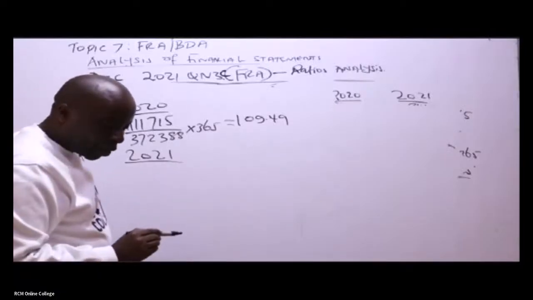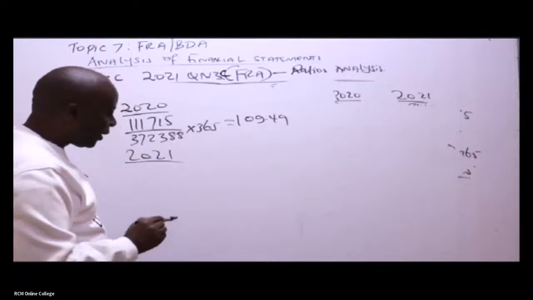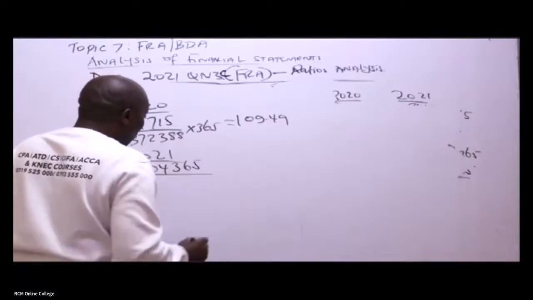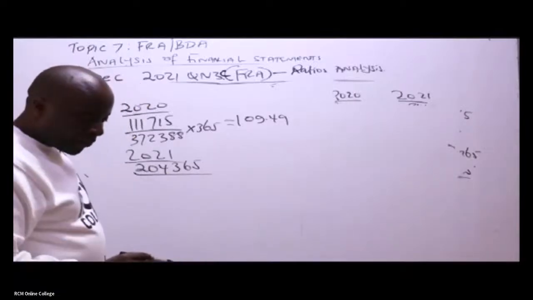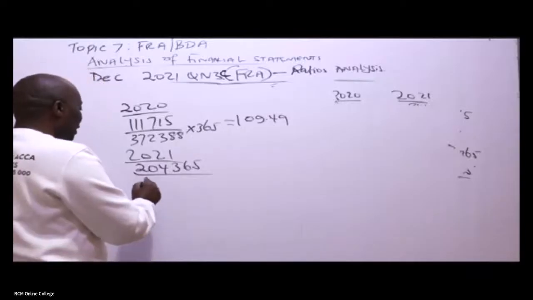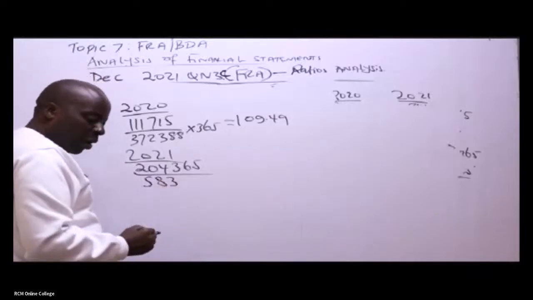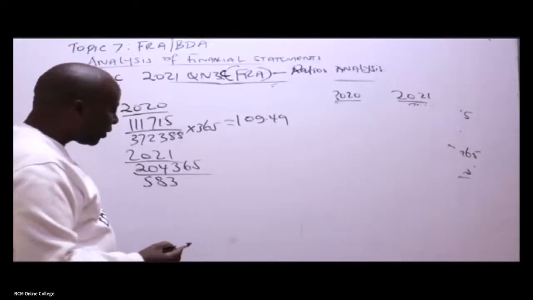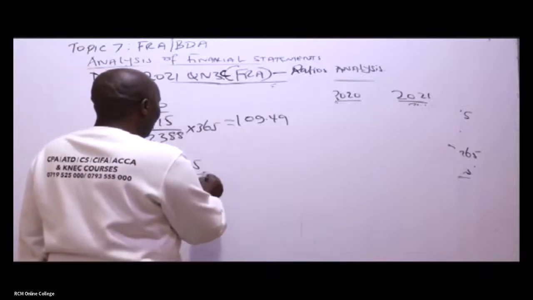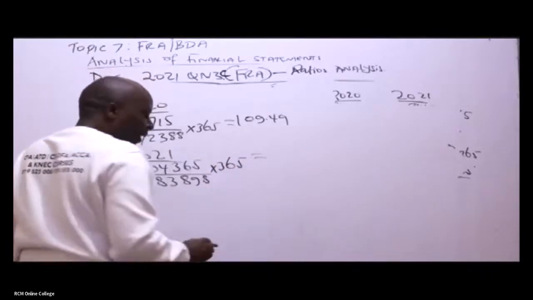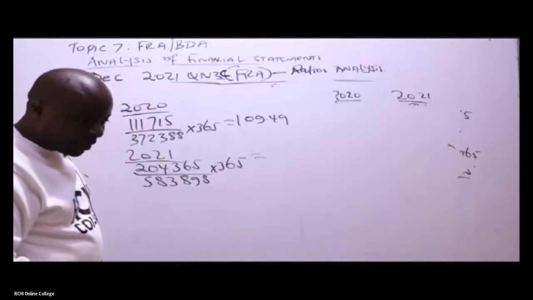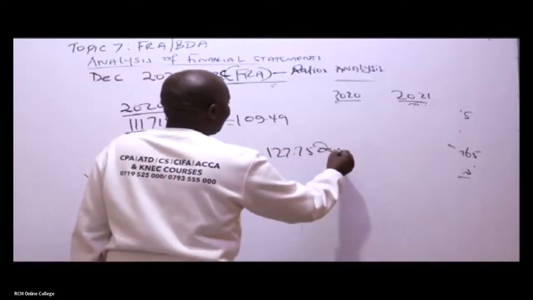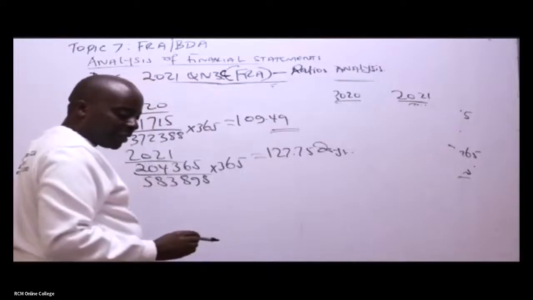2021, what do we have there? We have payables of 204,365. Divide this by the cost of sales of 2021, 583,898. Actually, in the next session, I will be looking at the interpretation bit of it. For now, let's just understand the computations. 898 times 365. This is what they did to get the 127.75 days. Great.